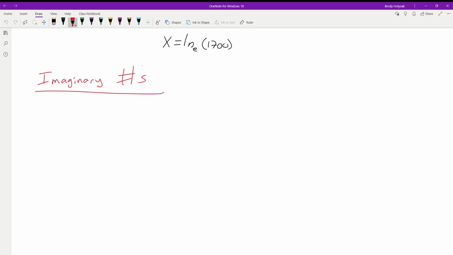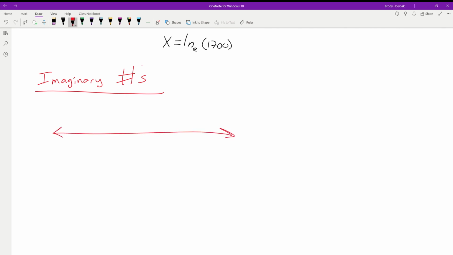Because if you put in the square root of -1 on your calculator, what does it do? Domain error, non-real result. The calculators are not programmed to handle those values. Your calculator is looking at things like this.